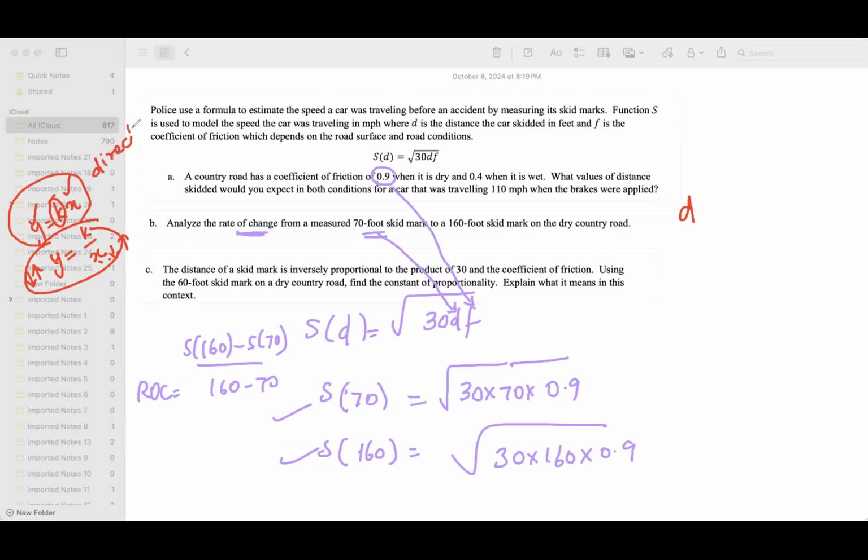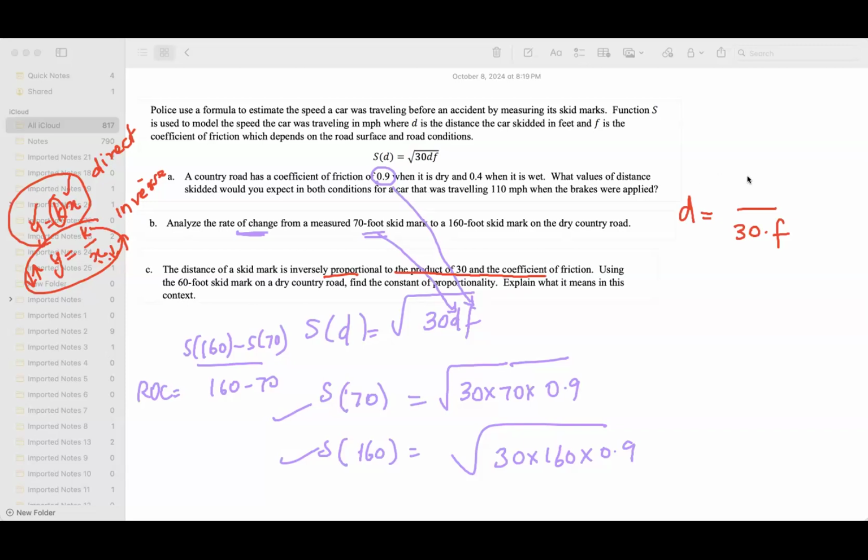We studied direct variation and inverse variation in algebra 2. Here, they are bringing up the concept of inversely proportional and directly proportional, same as direct variation and inverse variation. So the distance of the skid mark is inversely proportional, meaning something has to come down. What has to come down? Inversely proportional to what? The product of 30 and the coefficient of friction. That is in the denominator.